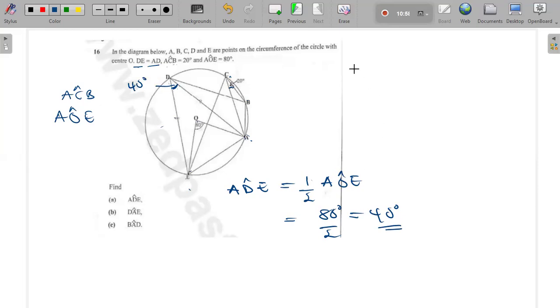The next we are asked for, okay, next we are finding DAE.